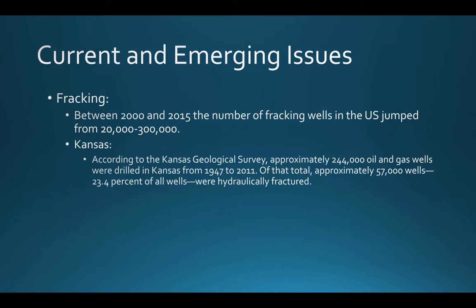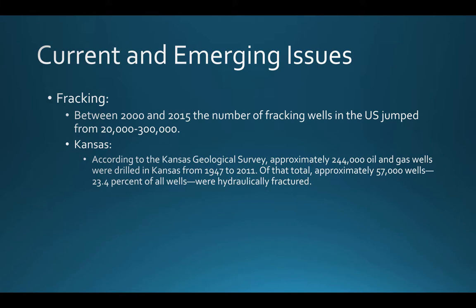So the next thing that we're going to look at are some of those current and emerging issues that are taking place currently. Again, I've picked some of the ones that stick out to me. The first one is the fracking issue. Between 2000 and 2015, the number of fracking wells in the U.S. went from 20,000 to 300,000.